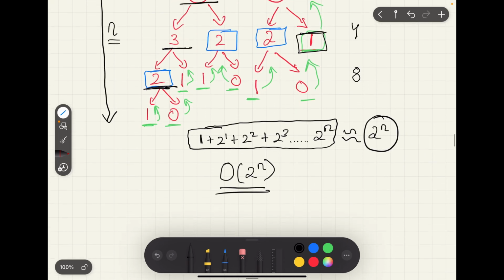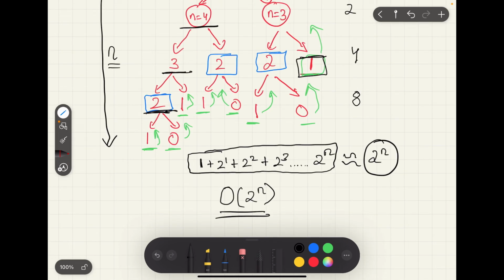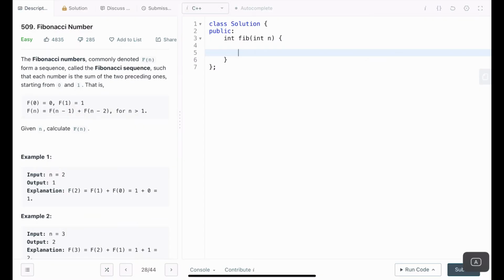Now that we have seen the problem, we have drawn the recursion tree, and we have also calculated the time complexity, let's try to code the solution. And as I'm coding the solution, I'll also keep explaining the intuition that I'm following. So the very first step in our two-step intuition is that we assume we'll solve the smaller problems, and the smaller problems simply give me the right answer. So the smaller subproblems are n minus 1, and the other smaller subproblem is n minus 2.